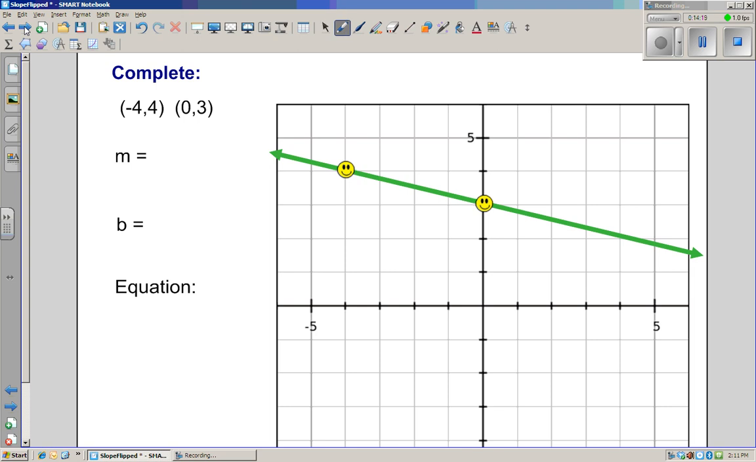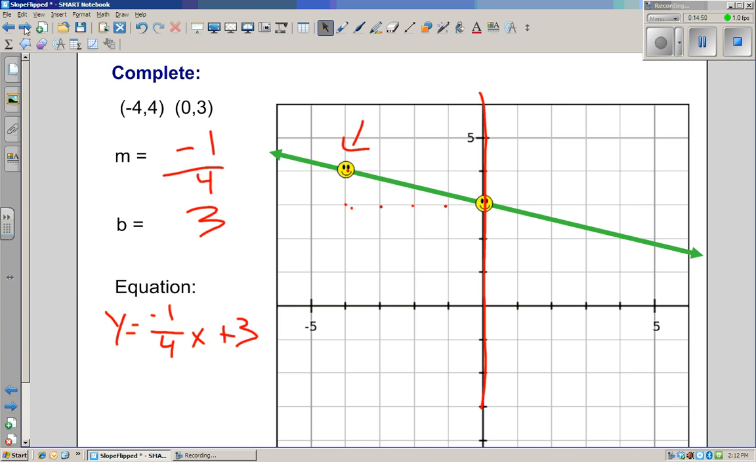Again, we start on our left dot because we read from left to right. I am going to move down 1. My rise is negative 1 since I'm going down. My run is over 1, 2, 3, 4. My slope is negative 1/4. My y-intercept, there's my y-axis. It crosses the y-axis at positive 3. My equation is y equals negative 1/4 x plus 3.